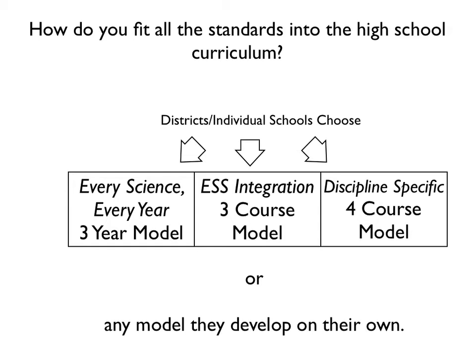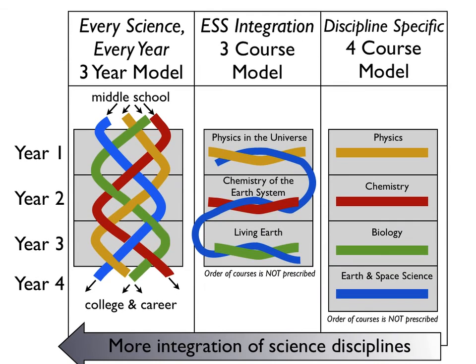And the way that California has developed this, they've given us a bunch of different options. Districts and individual schools are going to be able to choose how to do things in high school. The framework for science proposes 3 different possible models, one called Every Science Every Year, one called the 3-course model, one called the 4-course model, or districts and schools can develop any model they want of their own. California does not mandate any particular sequence. So what you see in the framework, these are some examples of how you could do things. Let's take a look at those in more detail.